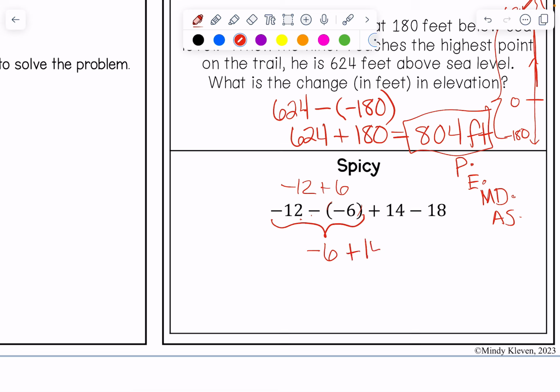Now we still have plus 14 minus 18. So again, with addition and subtraction, we work from left to right. So -6 plus 14 would give me +8. And then now I'm going to do 8 minus 18, which will give me -10. So -10 is going to be my answer there.